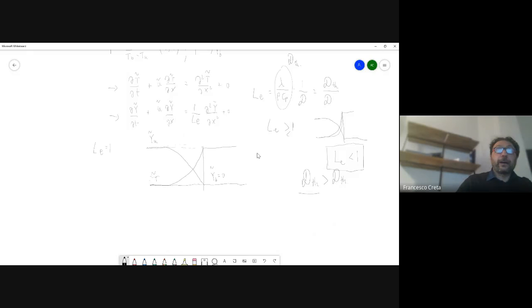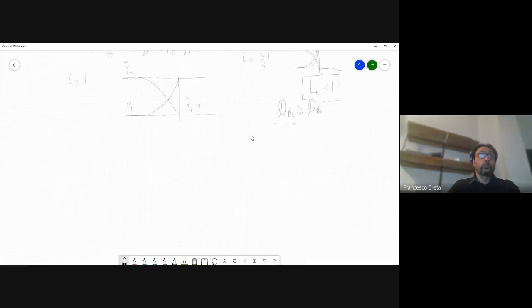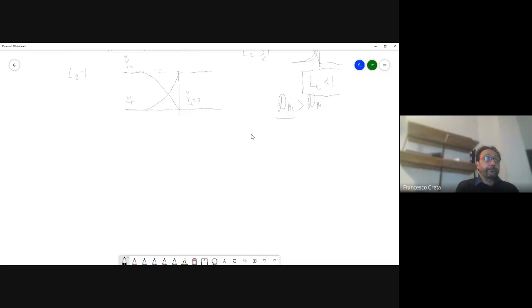Okay, now let's finally get to the final third level of detail, the complete flame structure. So now what we do is we get even closer to the flame, right? So you still have a direction here.